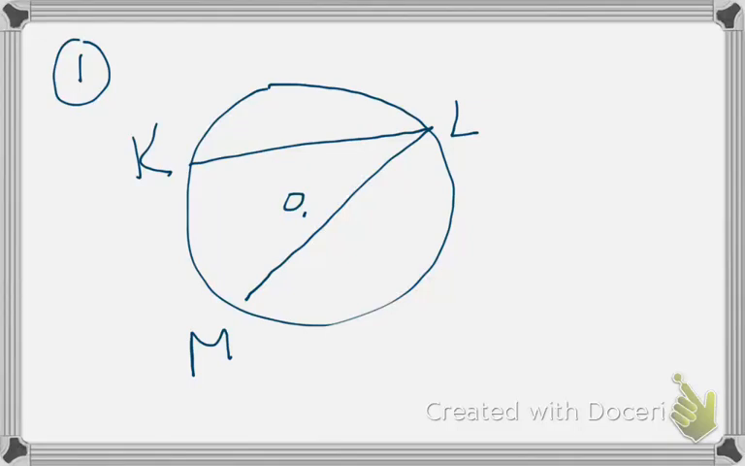Hi everyone, these are the solutions from the last test on circles. So this is what question number 1 looked like, and you were told that angle KLM is 38 degrees. That's this angle right here. This is an inscribed angle, and therefore the arc that it intercepts is 76.